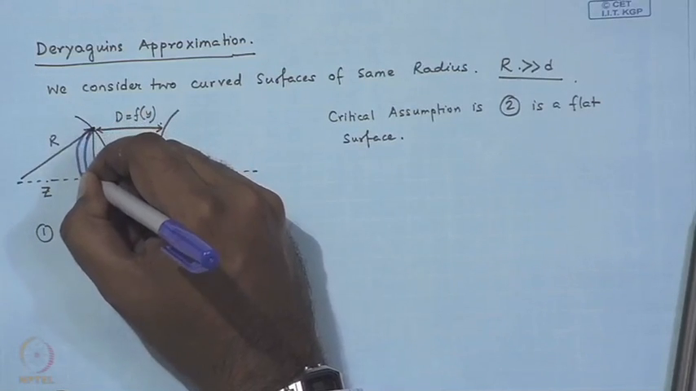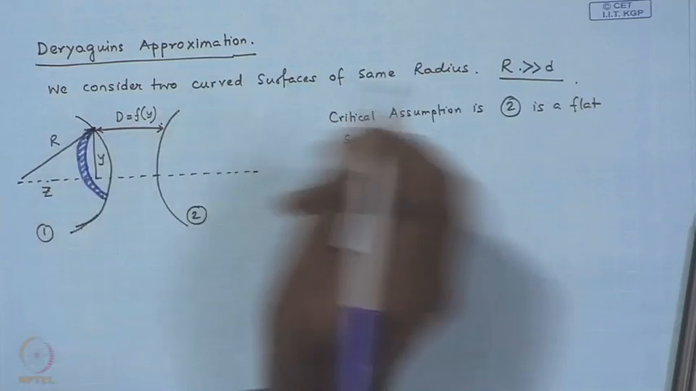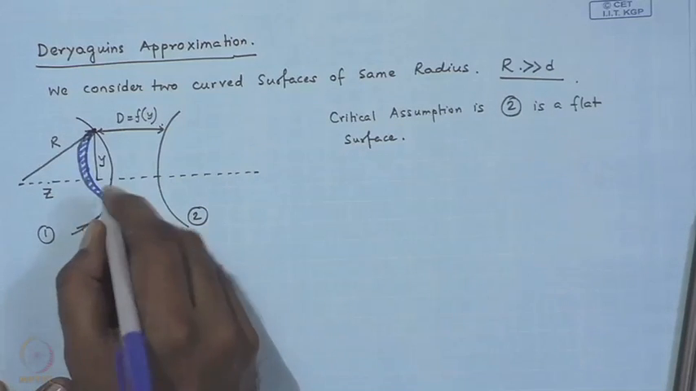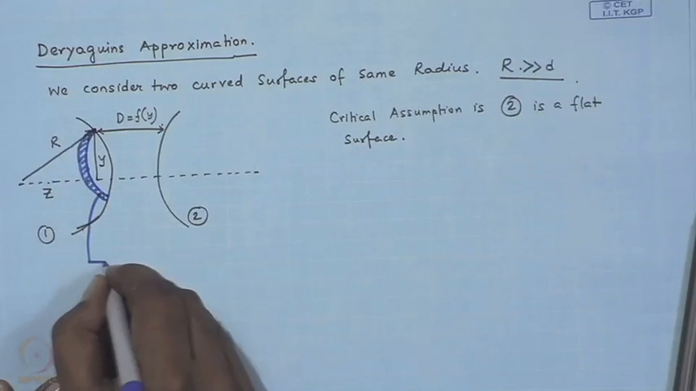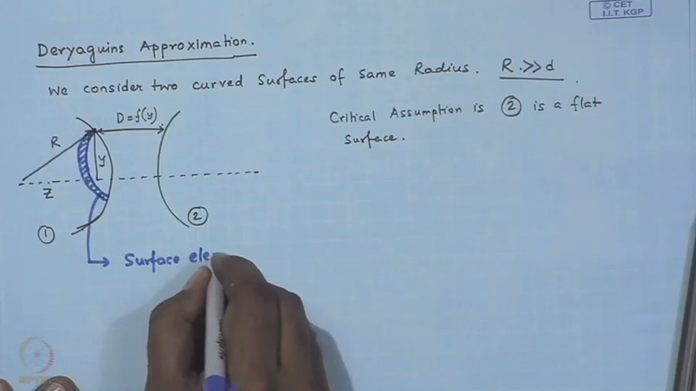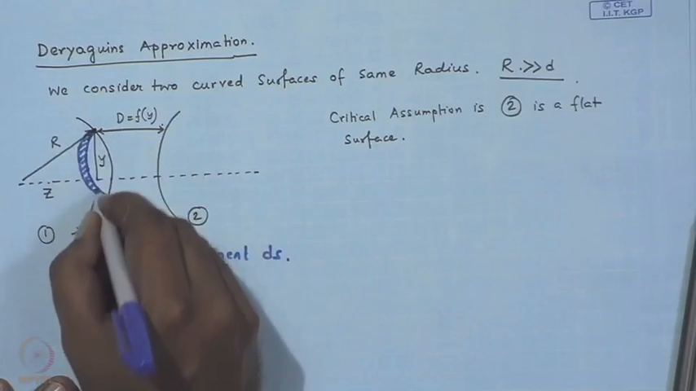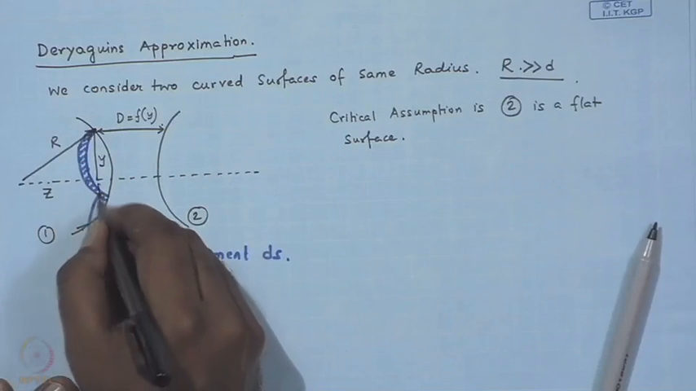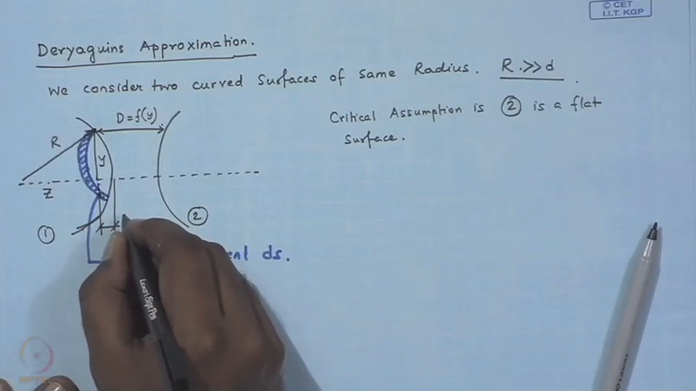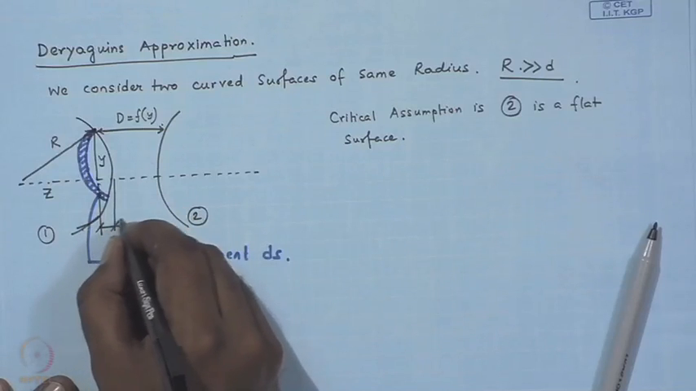So, we consider, just the way we talked about a surface element while deriving the expression for the Young Laplace equation for an axisymmetric surface, a surface element ds, and this particular zone, if you look carefully, is nothing but d minus h by 2.